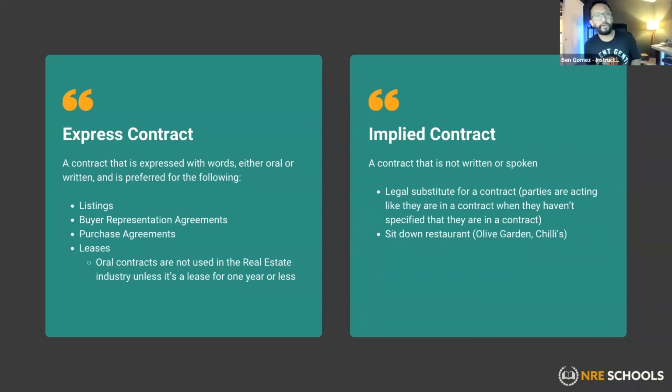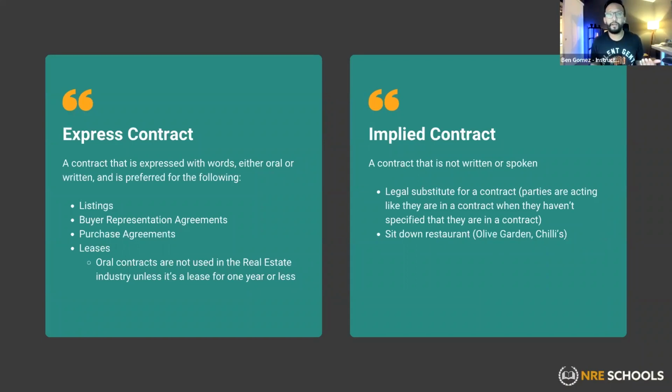The reason it's an implied contract is because you go into the restaurant, you tell the hostess how many are in your party, they sit you down, you order. You and the waiter or waitress never say, hey, I'm going to order this food and I'll pay for my meal at the end. You never do that because it's implied that you sit down, you receive your food, you eat your food, and then they leave the check and you pay after.